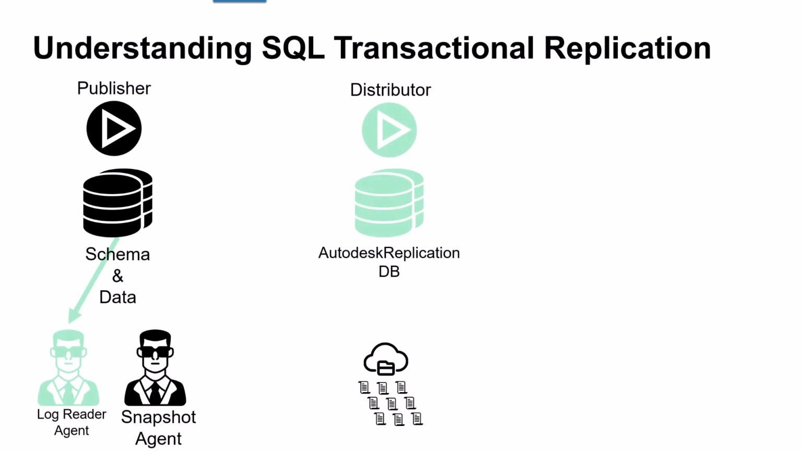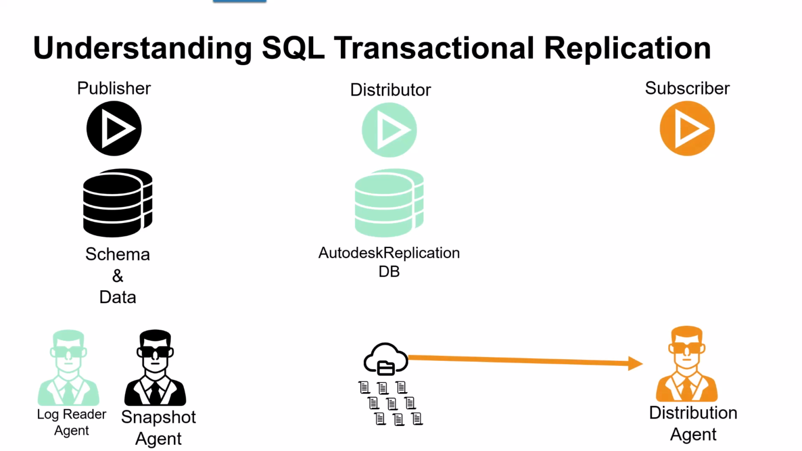A distribution server is created. The way this is implemented with Vault is that the publisher and distribution server are on the same machine. The distribution server has a distribution database called Autodesk Replication. A log reader agent is created to continuously monitor for committed transactions on the publisher's replicated database. When the log reader agent detects committed transactions applied to the database marked for replication, it will send those changes to the Autodesk replication database.